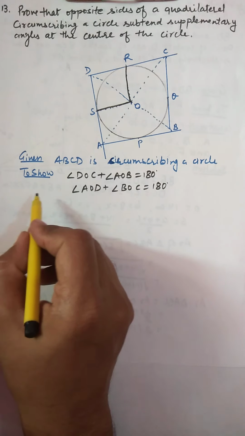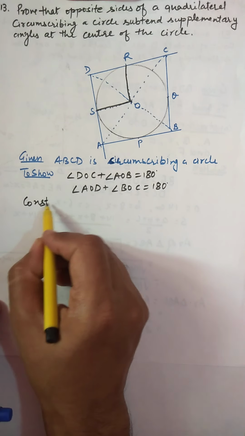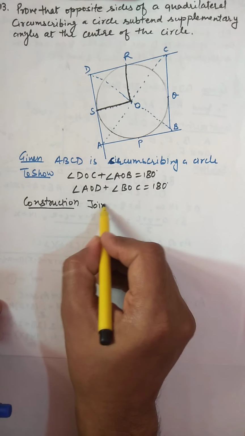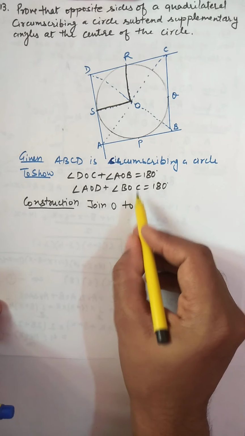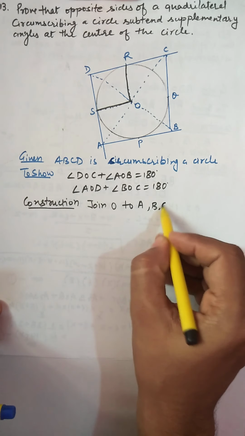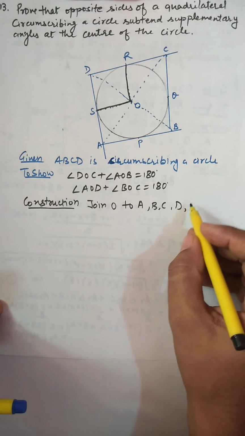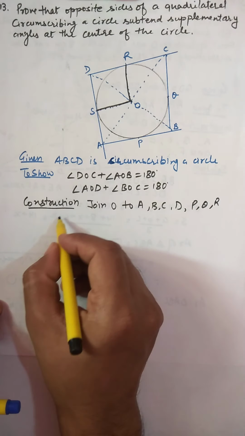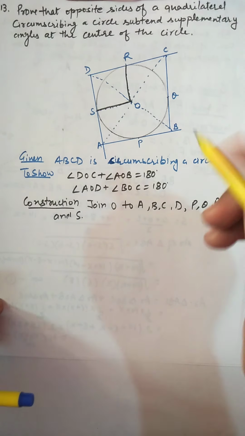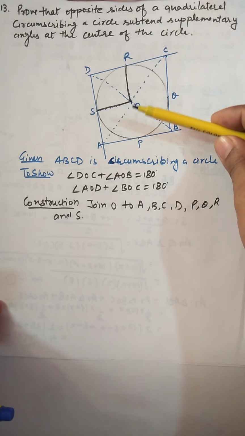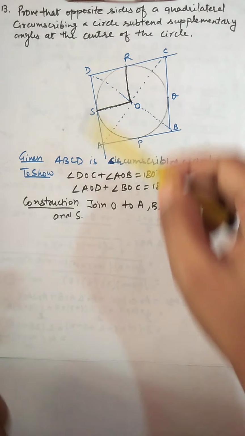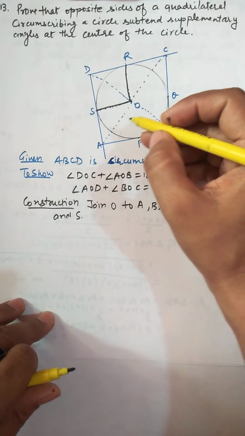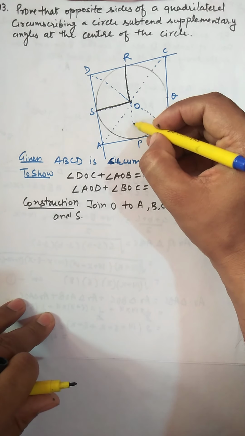So how the argument will be developed, you see, we write first the construction, and construction is join O to, you can see this A, B, C, D, this P, Q, R and S. You have to join all these points, but right now I have not joined, I have just joined these few. We can join here, but we'll focus mainly on this SOR first. So we are now joining this for the time being.